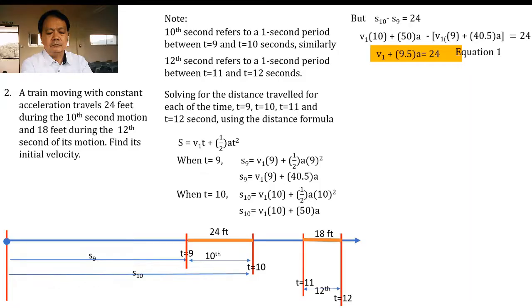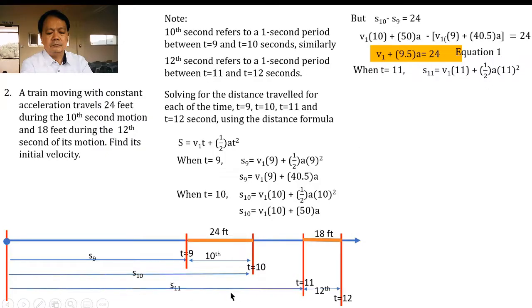Ngayon, puntahan naman natin itong distance traveled during the 11th and 12th second. So I will have here, when t equals 11, S sub 11 equals v sub 1 times 11 plus 1/2 times a times 11 squared. And this distance is this distance, ito yung distance mula dito sa reference hanggang sa t equals 11. And if this will be simplified, that becomes 11 v sub 1 plus 60.5a, because 11 squared is 121, divided by 2 is 60.5. So I will have this as our S sub 11.